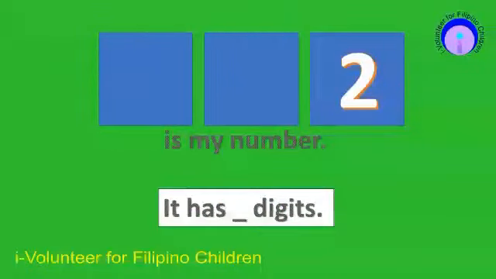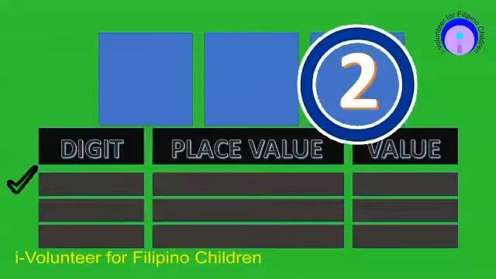What is your number? How many digits does your number have? 2 is my number, and it has 1 digit. What digit do you have? What place value does it belong to? What is the value of your digit? Digit 2 is in the ones place, and its value is 2 ones or 2.